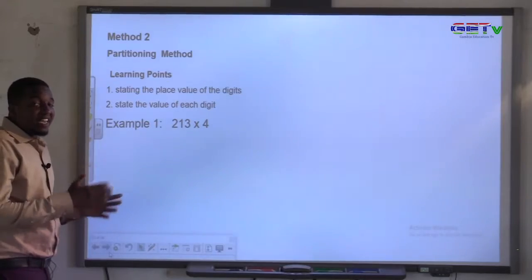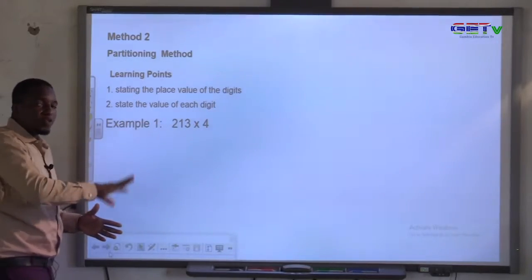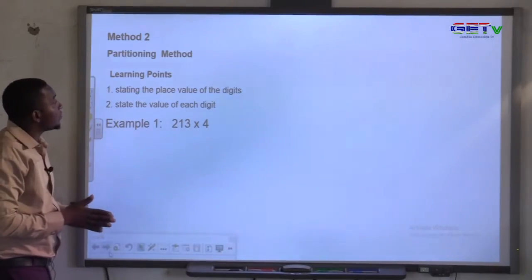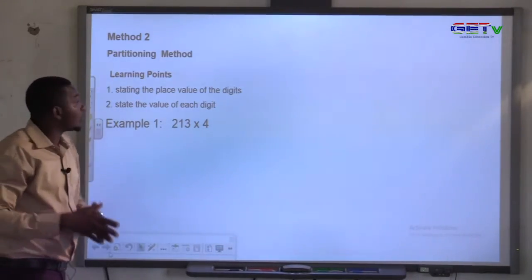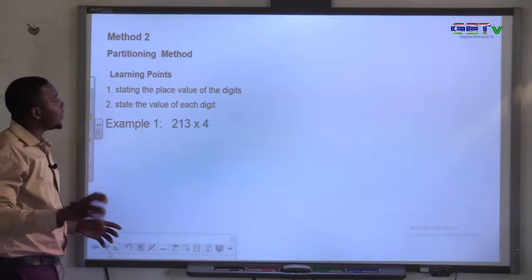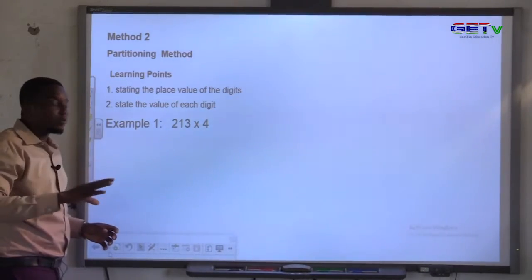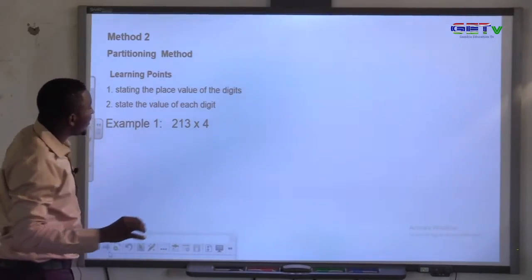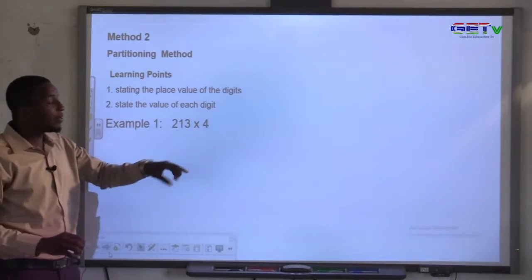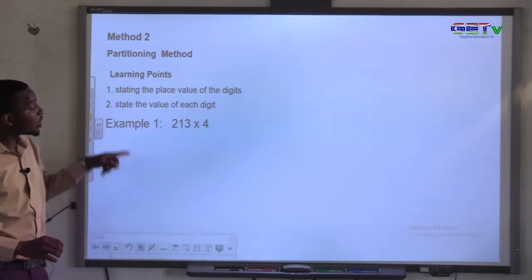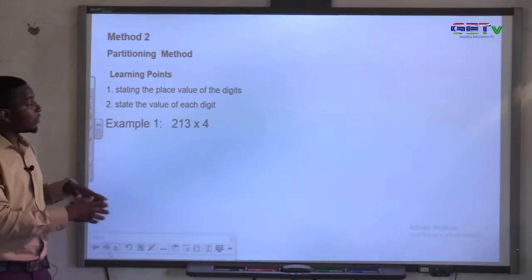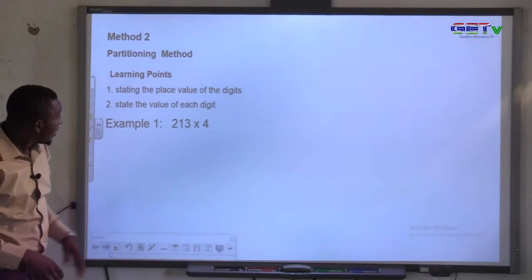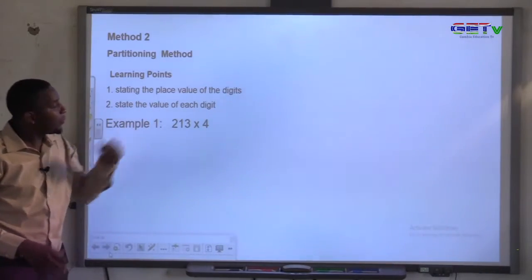As I said earlier, in both the first method, that is column multiplication, and the partitioning method, we make the best use of the place value and values of the digits. That is still there. We are going to make the best use of the place value and the value of the digits in the given numbers. More especially in this method, we are going to make the best use of the values of the digits.